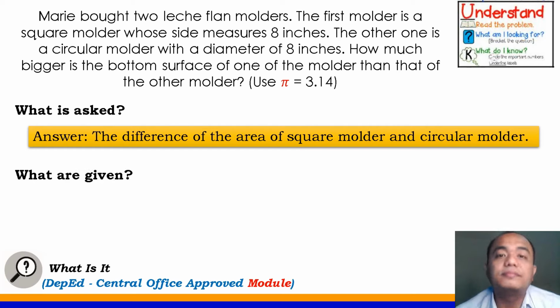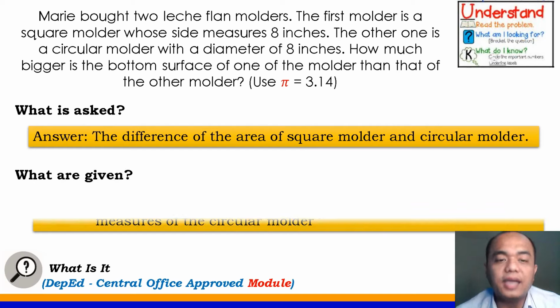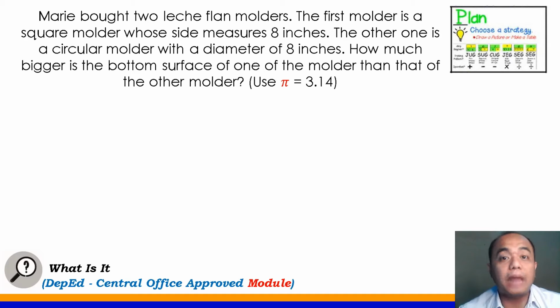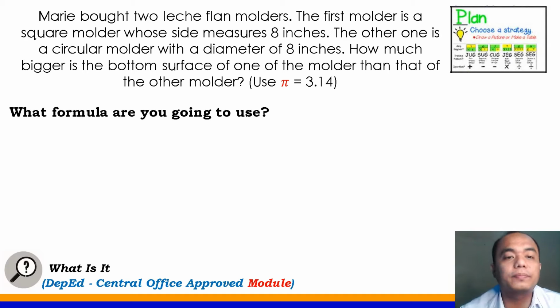What are given? Yes, very good. 8 inches side measures of the square molder, and we have also the given 8 inches diameter measures of the circular molder. So, you are given the square molder here, the side is 8 inches. Okay, and the 8 inches diameter for the circular molder. The second step would be planning. We have to plan out what to do to solve the problem. What formula are you going to use?